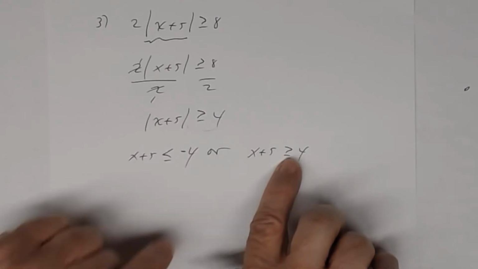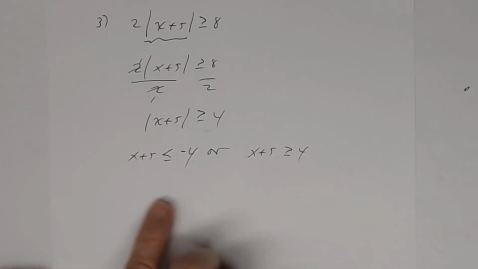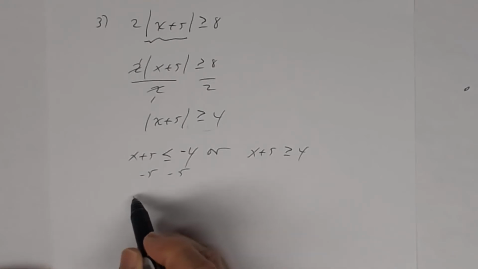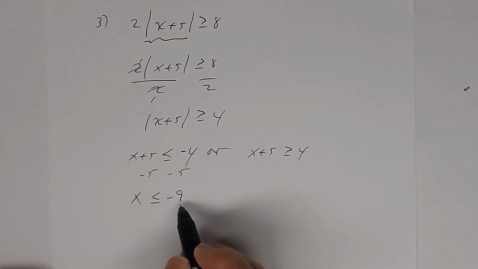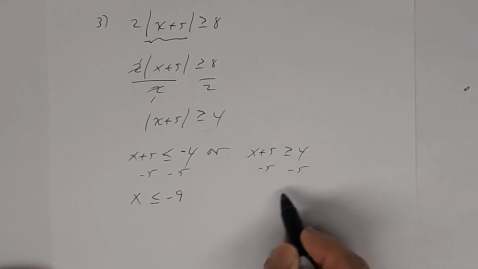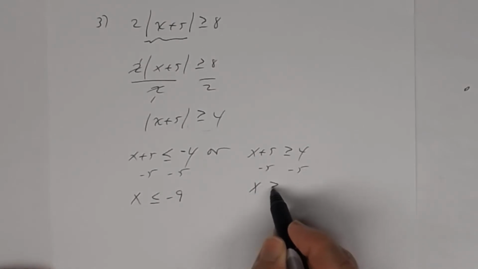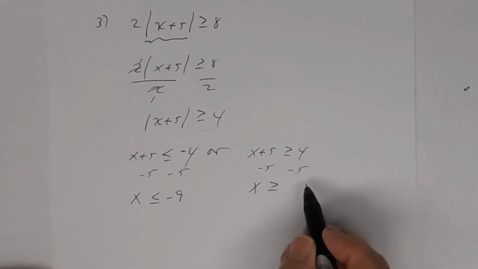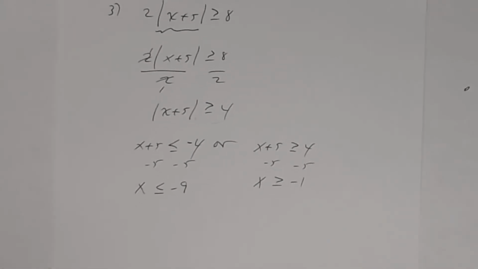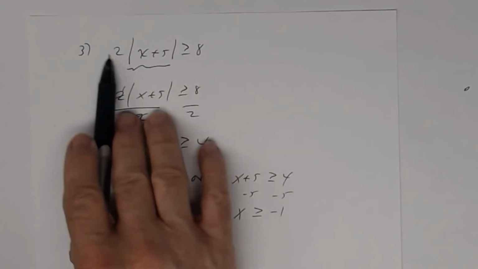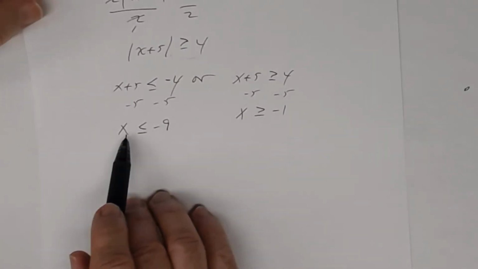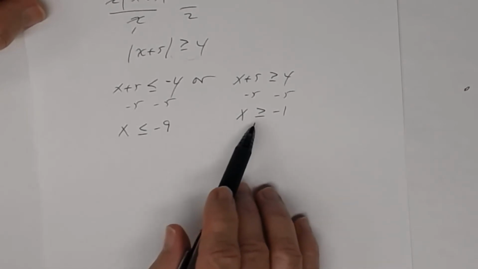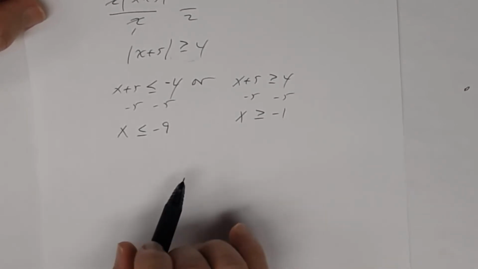Okay? All right. And now we're going to solve each linear inequality. So I'm going to subtract 5 from both sides. And I get x is less than or equal to negative 4 minus 5, which is negative 9. Over here, subtract 5 from both sides. I get x is greater than or equal to 4 minus 5, which is negative 1. So my solutions to this original inequality will be any real number less than or equal to negative 9, or any real number greater than or equal to negative 1.